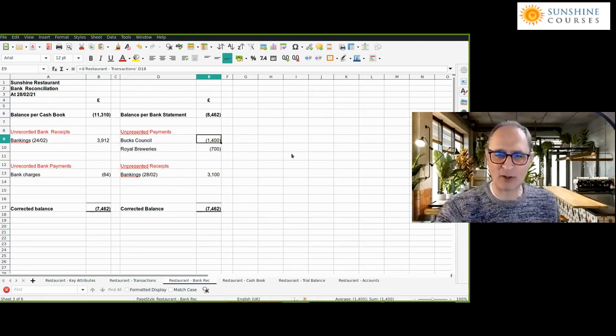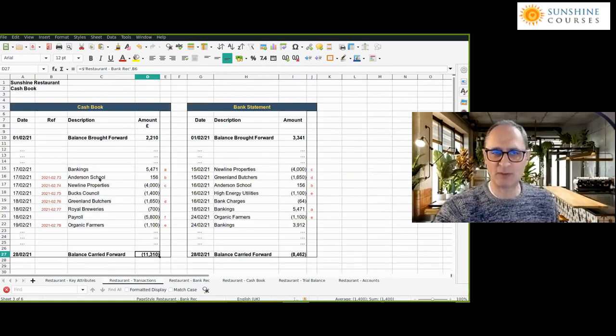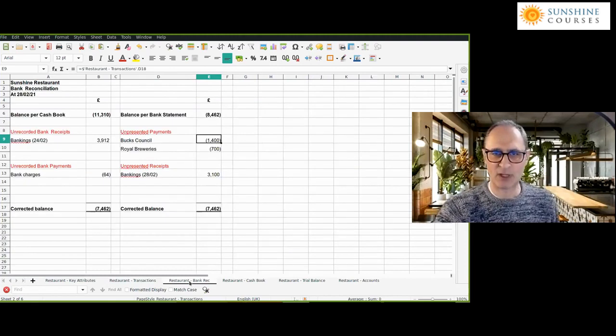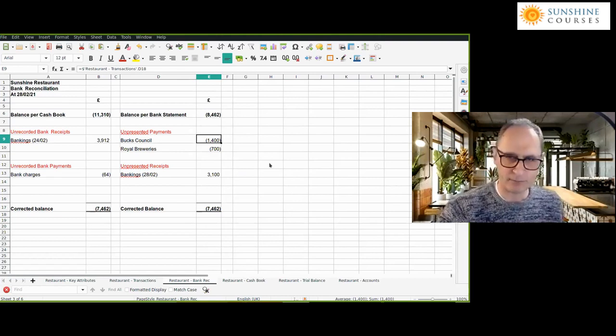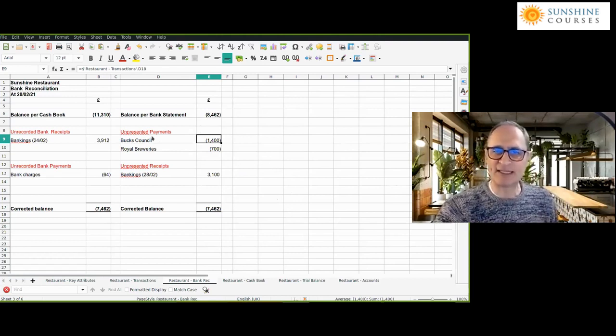As it turns out, it went through on the 2nd of March, but as at the 28th of February it was recorded as paid in the cash book and not yet in the bank statement. By putting it under the bank statement as an unpresented payment, when it finally does get presented, it will reduce the bank balance. So it's a minus. What that's telling us is there's no error in the accounting. It's just a timing difference.